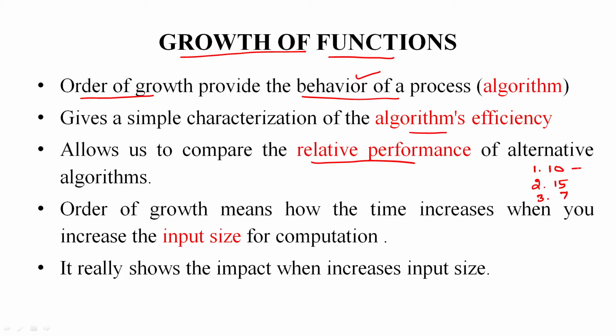Here each algorithm will have its own execution time. Then we can compare its execution time. For example, the first algorithm may take 2 seconds, the second algorithm may take 4 seconds, the third algorithm may take 1.5 seconds. So here we can compare which algorithm's execution time is less.